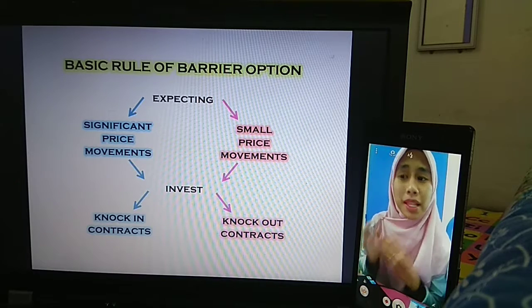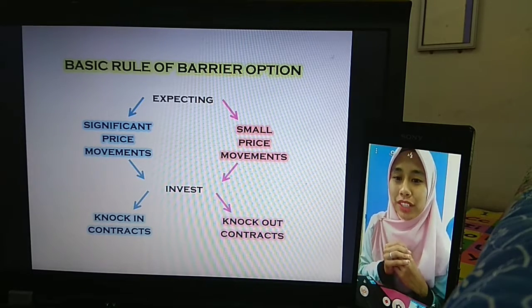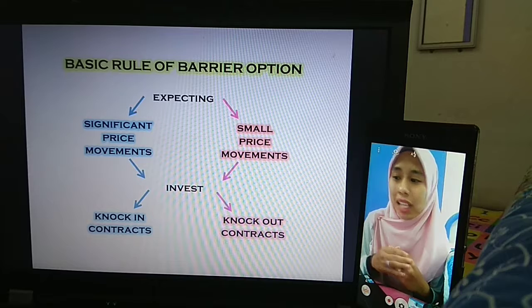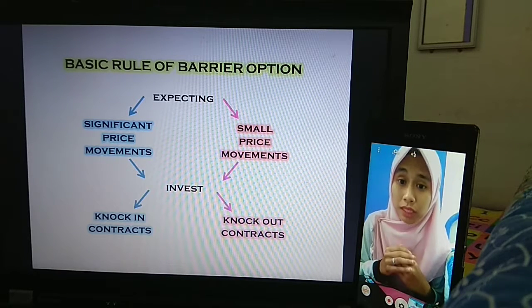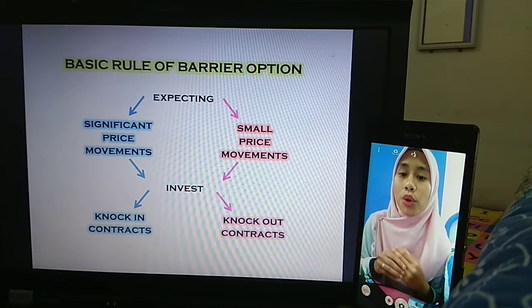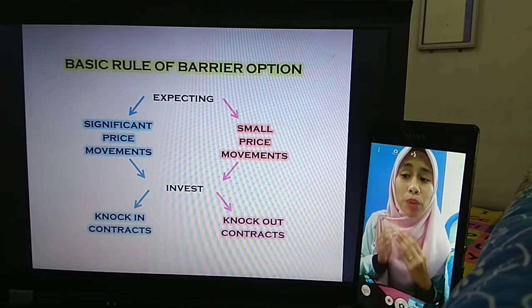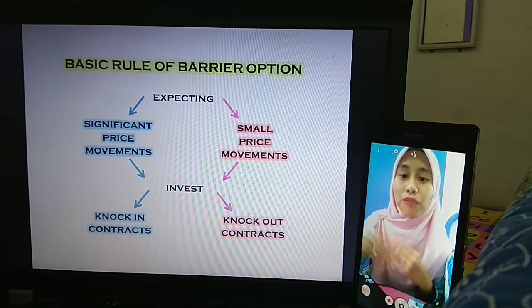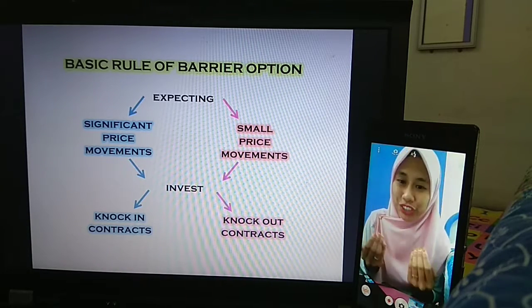So here is the basic rule of barrier options. If you are expecting a significant price movement, then you would invest in knock-in contracts. Though if you are expecting small price movements, then you would invest in knockout contracts.